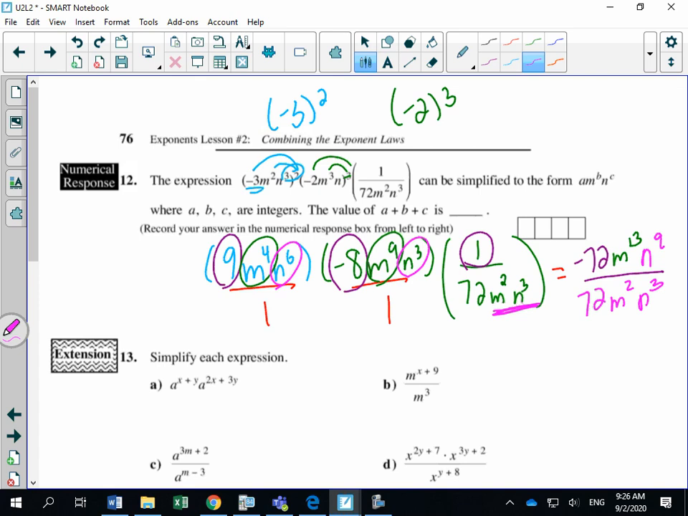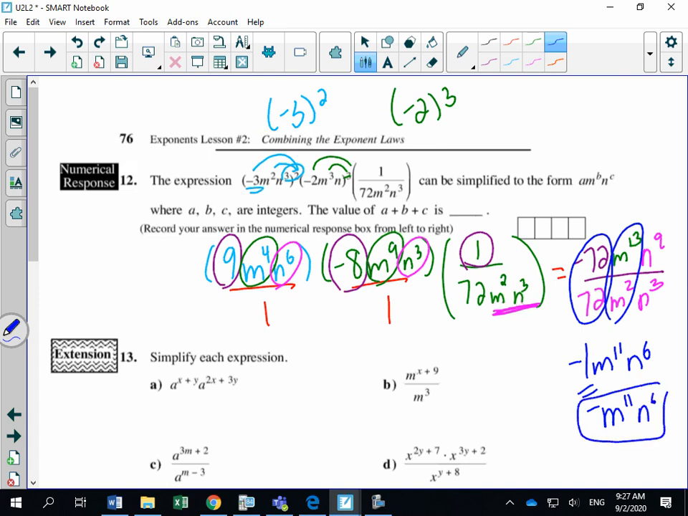Okay? Now let's simplify that fraction. Negative 72 over 72 is negative 1. Subtract your exponents for your m's because it's the quotient law, and you'd get m to the 11. And from here, we would get n to the 9 minus 3, which is 6. You could leave your answer as this. The book will often do this, though. They won't write that -1. They will write the negative, m to the 11, n to the 6. So this and this are the same thing, and you get full marks.